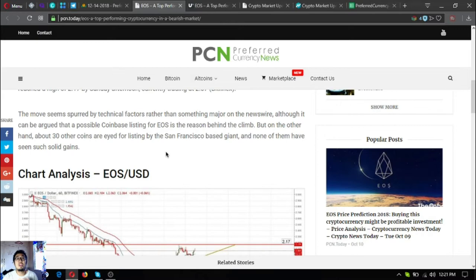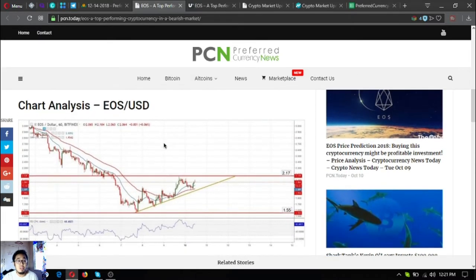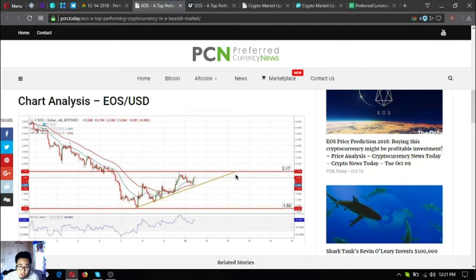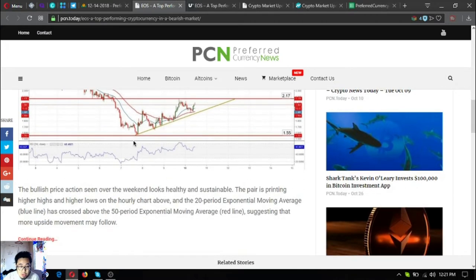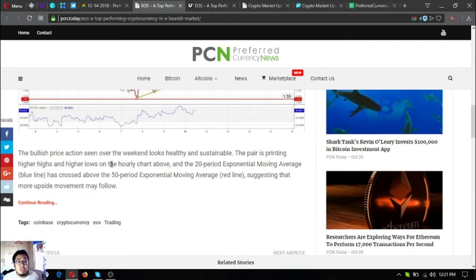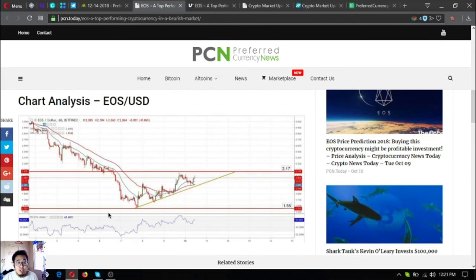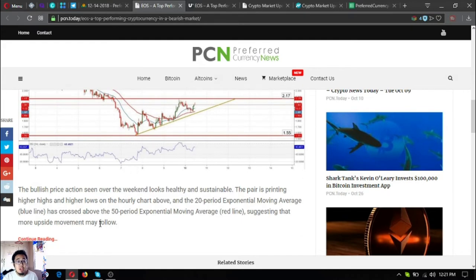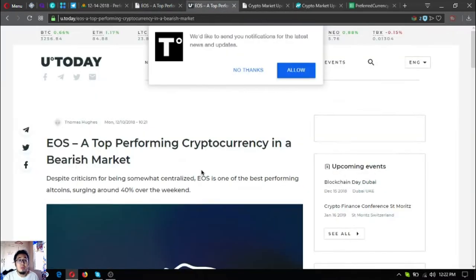Here's the chart analysis for the EOS USD pair. Here's the uptrend on the EOS chart, forming higher lows. The bullish price action seen over the weekend looks healthy and sustainable. The pair is printing higher highs and higher lows on the hourly chart, and the 20 period exponential moving average, the blue line here, has crossed above the 50 period exponential moving average, the red line, suggesting that more upside movement may follow.